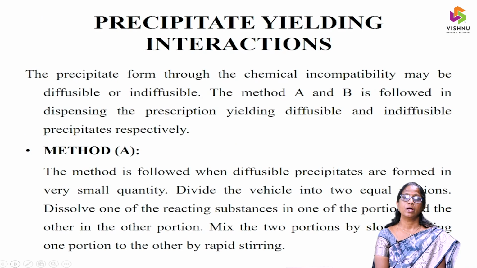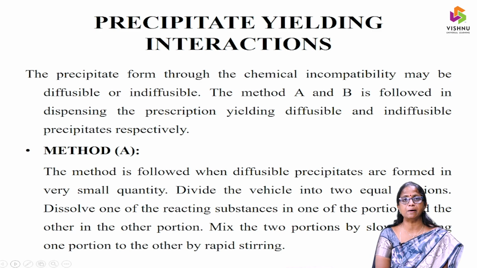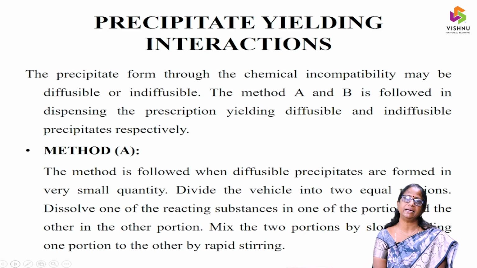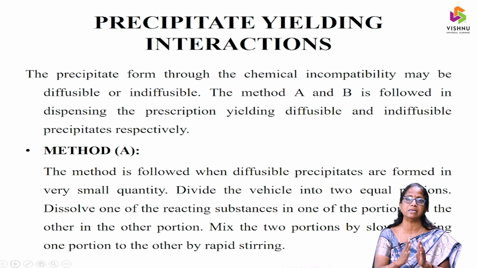To rectify chemical incompatibility, we follow two methods: method A and method B. In method A, we divide the vehicle, the solvent, into two equal parts. If 100 ml is there, divide 50-50 into two beakers. Add one of the reactants to one beaker and the other reacting substance to the other beaker. After that, you can mix them together. We are just dividing the reacting substances, dissolving them separately in the solvent, and then mixing together. That is method A.